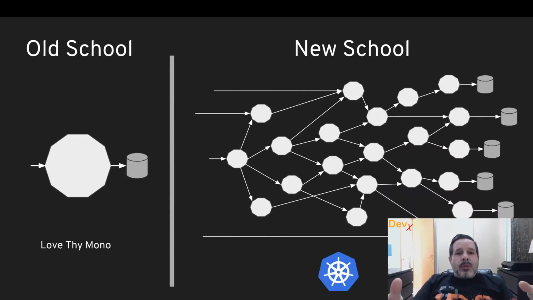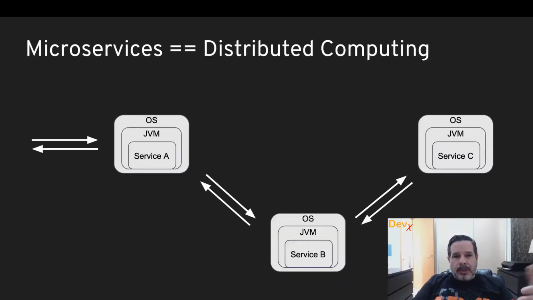In fact, what we see today is that we are producing microservices with many databases. They are running inside containers on top of Kubernetes. This is the new school. This is what we see in this new world of cloud-native applications.